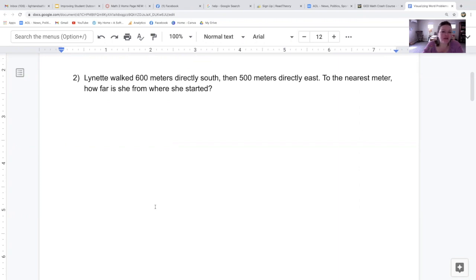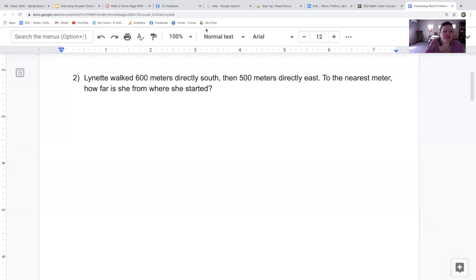It says Lynette walked 600 meters directly south, then 500 meters directly east. To the nearest meter, how far is she from where she started? This is one of those word problems that would be really hard to know what to do with if you didn't visualize it, if you didn't draw a picture of what was going on. Let me go ahead and give that a try.